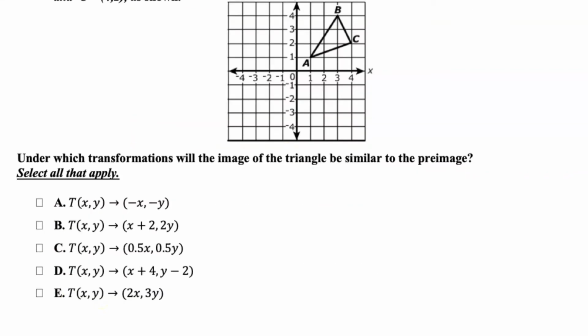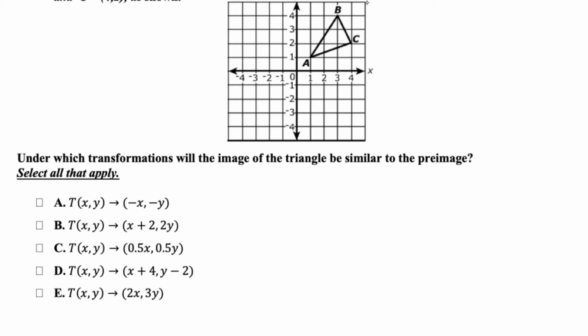Okay, triangle 2. Question 2. Triangle ABC is defined in the coordinate plane by points A at 1, 1, B at 3, 4, and C at 4, 2 as shown. Shows us the picture. Under which transformations will the image of the triangle be similar to the pre-image?